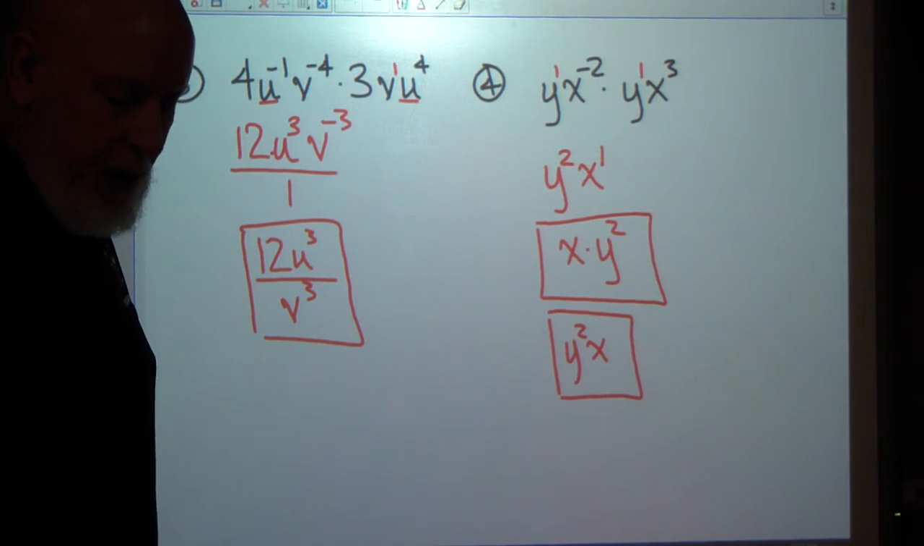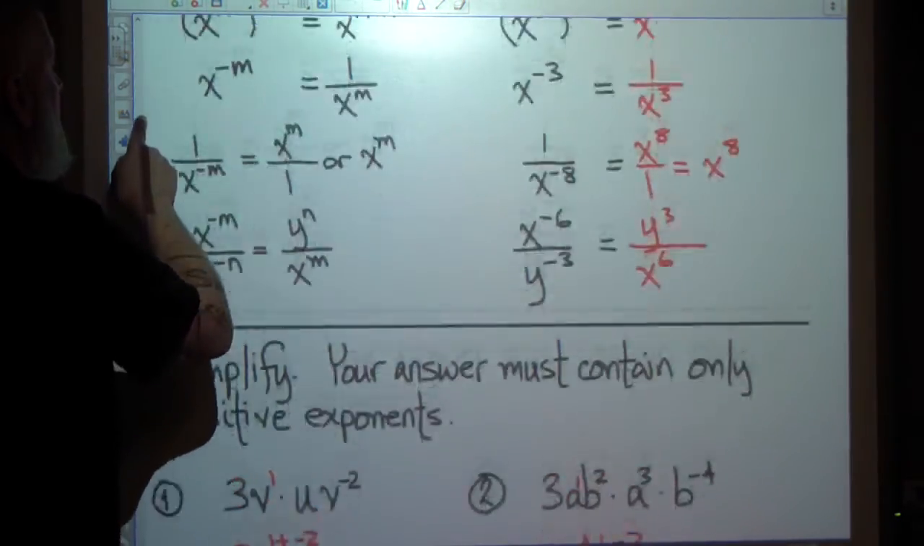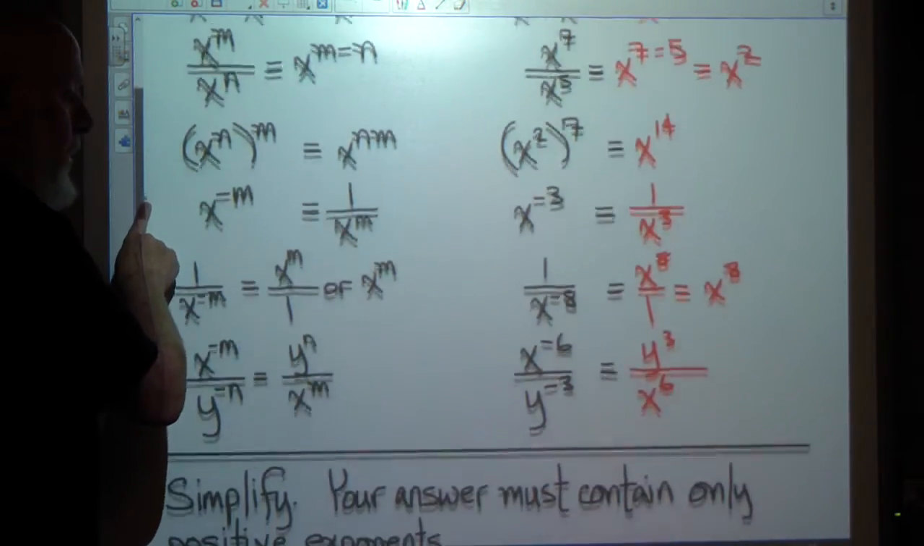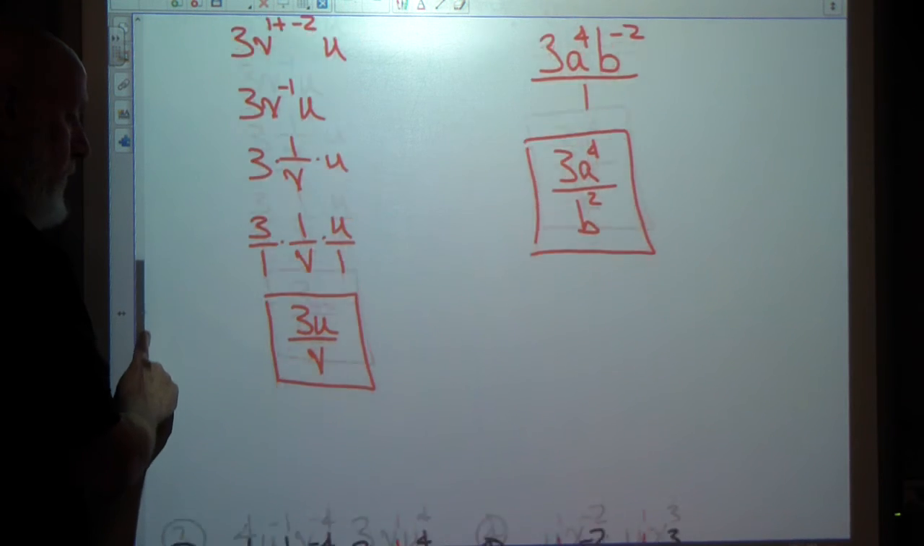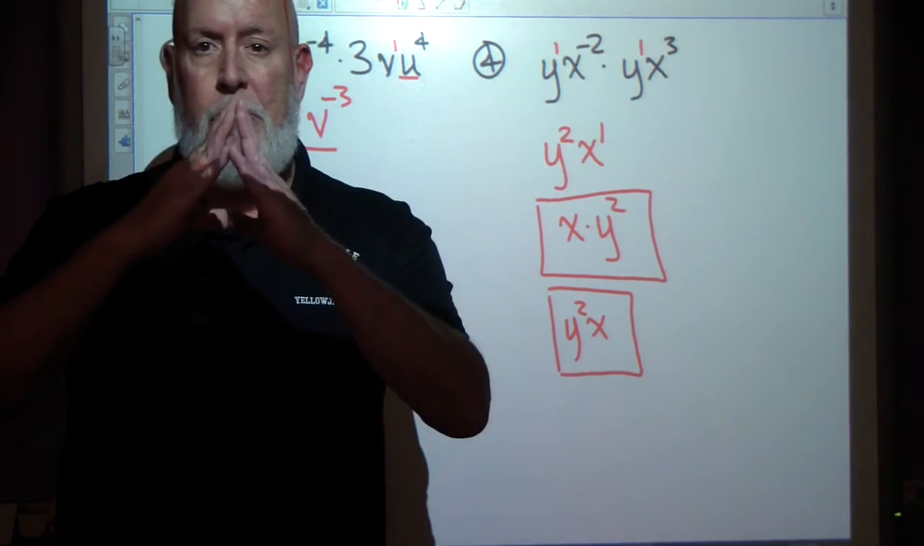Alrighty, so there we are. Messing around with a review of exponents. And the worksheet should be very similar to what we've just shown you with these 4 examples. You can do this. Properties of exponents.